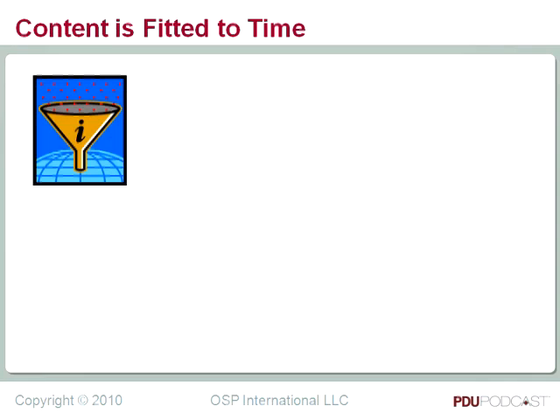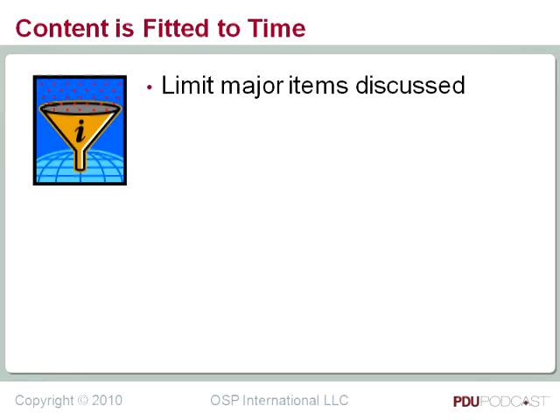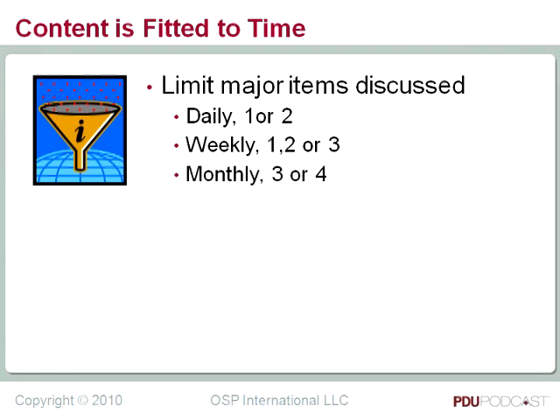Now, content is fitted to time, and frankly, I think the funnel is a very good example of that. You have a lot of time, but you have to fit it into a particular situation. So, if you're going to have major items, you need to limit them to your time. If it's daily that you're meeting, then maybe 1 or 2 items would be covered. If it's weekly, it could be 1, 2, or 3 items. And monthly, that's a much broader situation, so you can have 3 or 4 items that you're going to be covering. Now, as far as ad hoc is concerned, it's only 1 item.